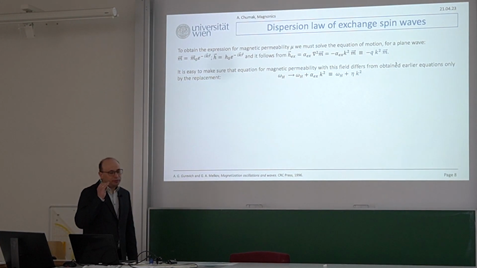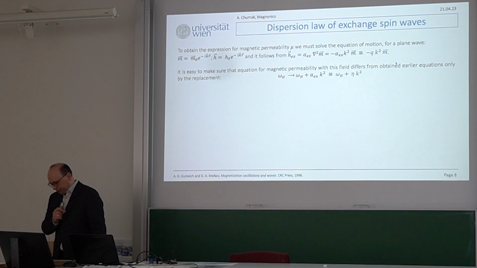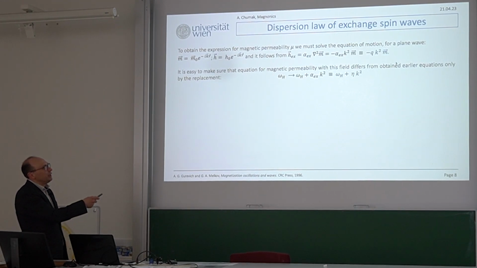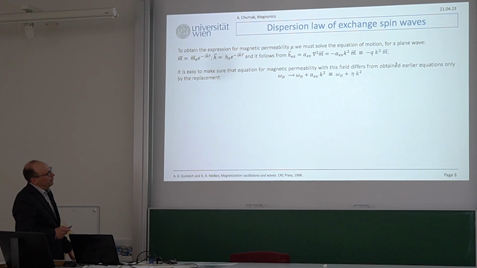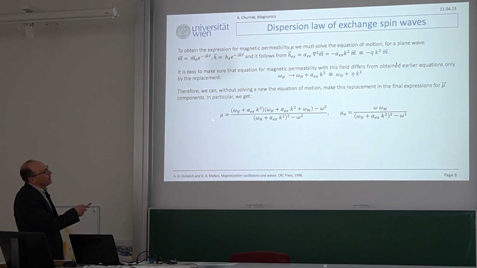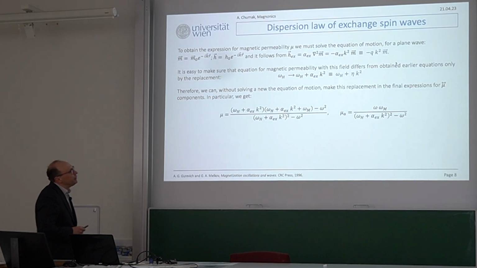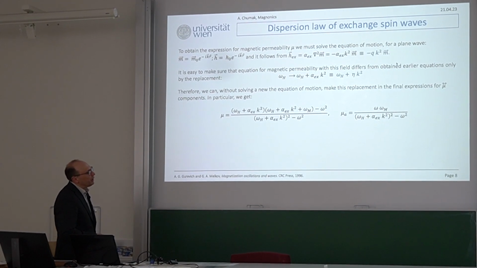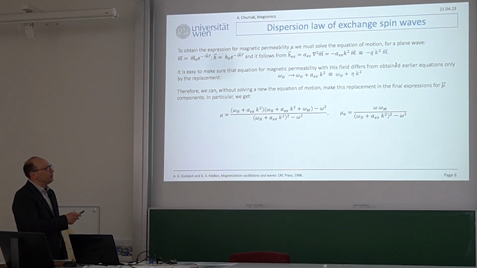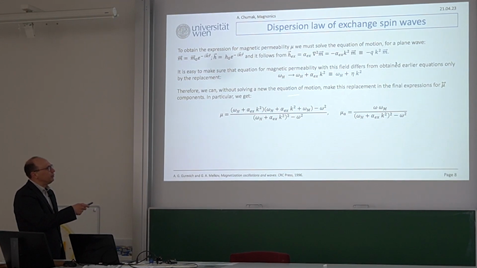And then if you plug in this substitution, you will immediately see that resonance frequency is dependent on wave number k. But to do it properly, you need, at the end of the day, to get your permeability mu, which we had in the previous lecture. And now this permeability depends on the symmetric, anti-symmetric and constant components of the tensor.